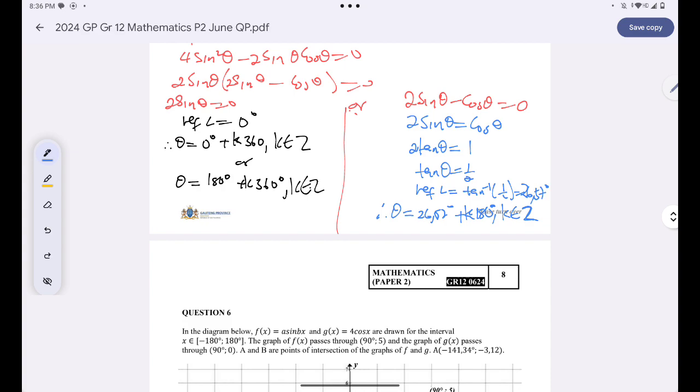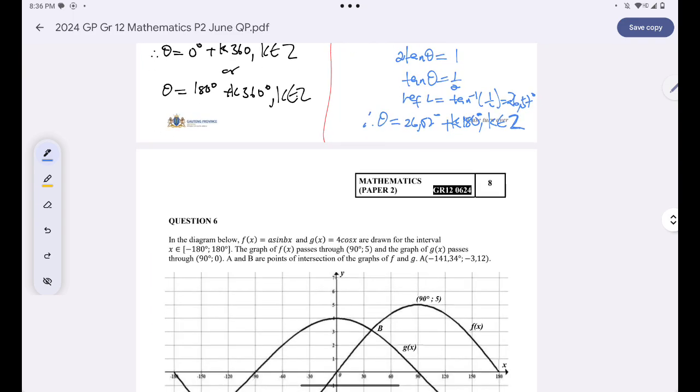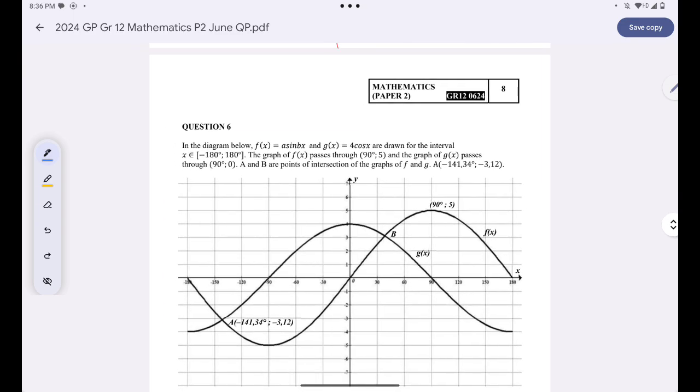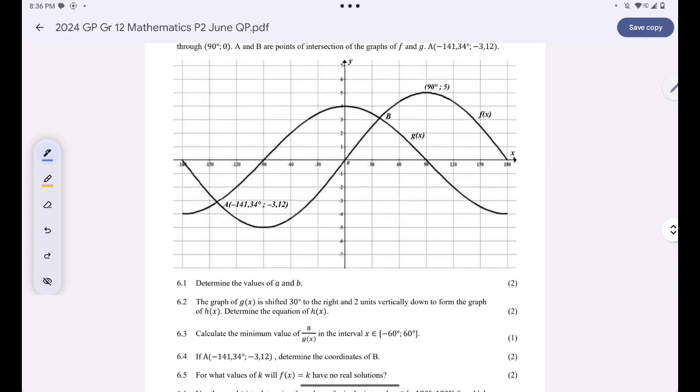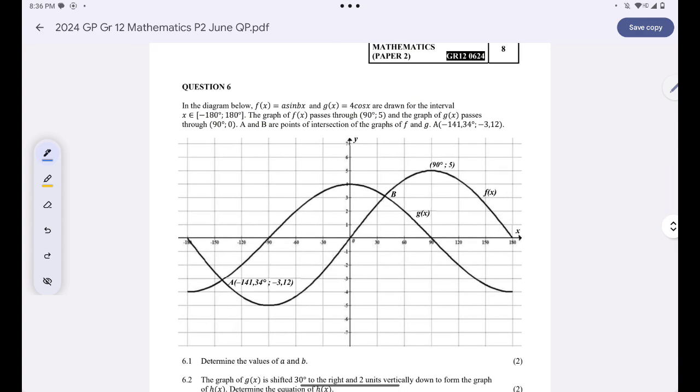Okay, and then now let's go to question 6. Question 6 is the graphs, right? I'm given a diagram below in which they've drawn the graph of f and g, in the interval of negative 180 and 180. I'm told that the maximum value of f is 5 when x is 90 degrees.